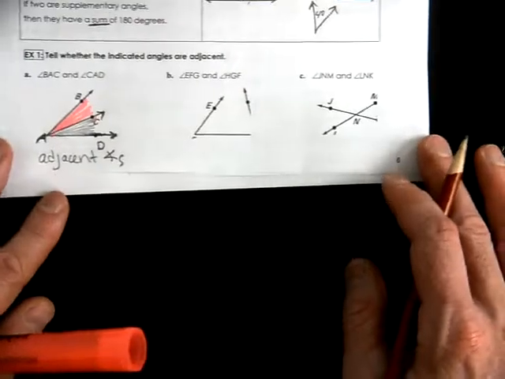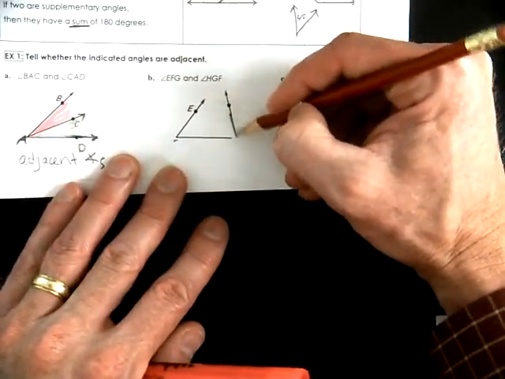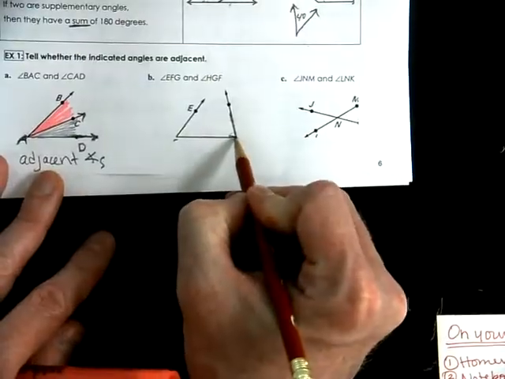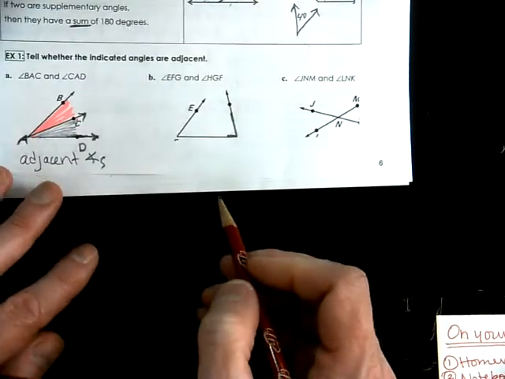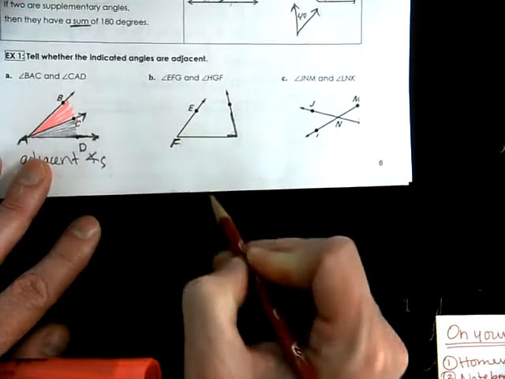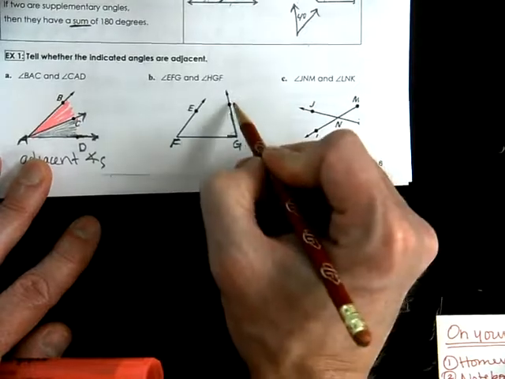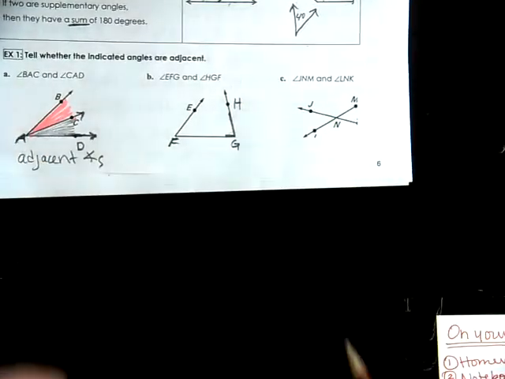Adjacent angles. This example, letter B. These are going to come down. We're going to touch those here. We need to make some adjustments to this. This is F. This spot over here is going to be G. And up here, this will be H.